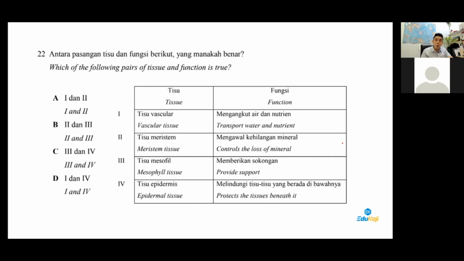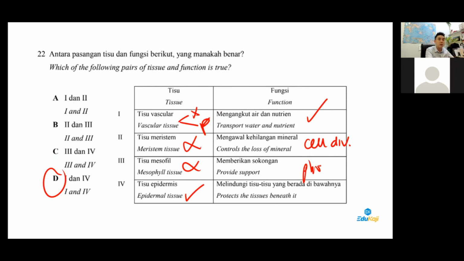Guys, 22 here. This one is to do with still chapter 1 from Form 5. Which of the following answers is true? Vascular tissue, meaning xylem and phloem, transport water and minerals. Meristem, no. Meristem is for cell division. Mesophyll is not for support. This one, okay, 1 and 4. Mesophyll is mostly for photosynthesis. Palisade mesophyll and spongy mesophyll do carry out photosynthesis. So 22, answer donkey.